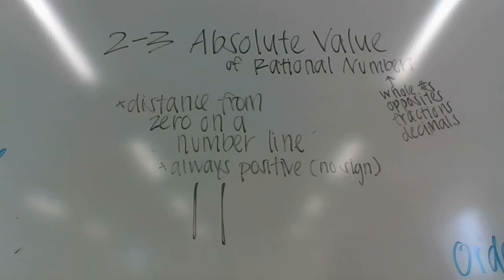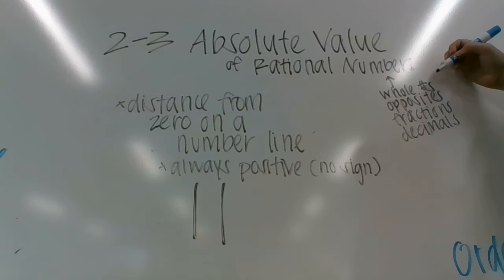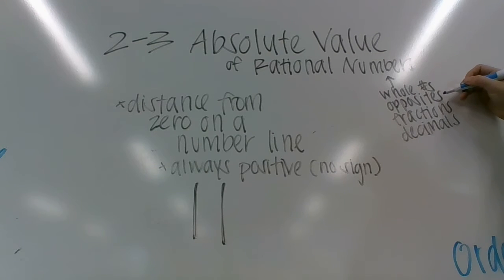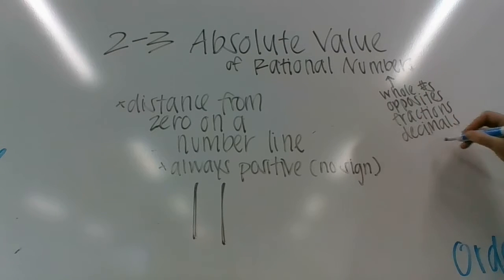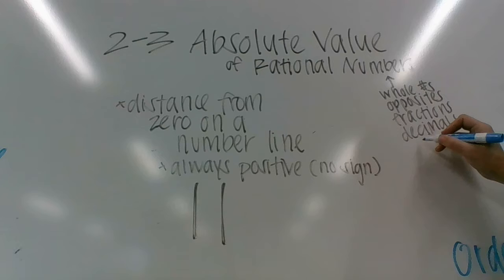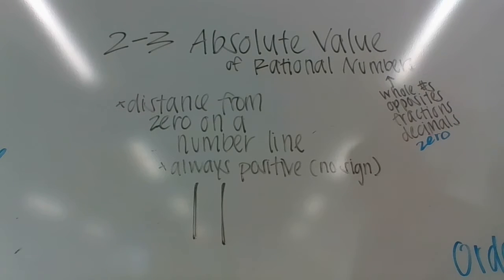Just a refresher before we get started talking about what absolute value is, let's do a little refresher on rational numbers. Now remember, rational numbers can be whole numbers, so our counting numbers are 1, 2, and so on. The opposites, so that's our negative numbers. Any fractions, which also include improper fractions and mixed numbers, and decimals. So all of those four things together, and one more, let's add this as well. Zeros also included. Those are all examples of rational numbers.